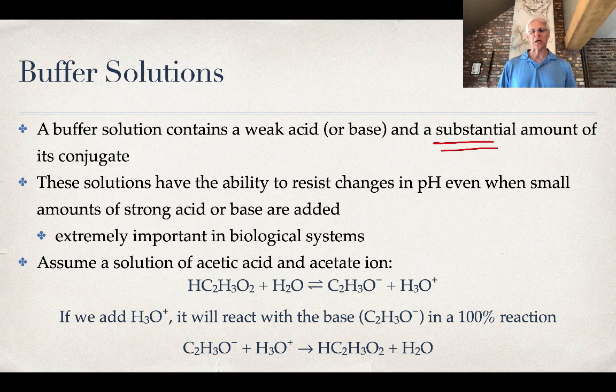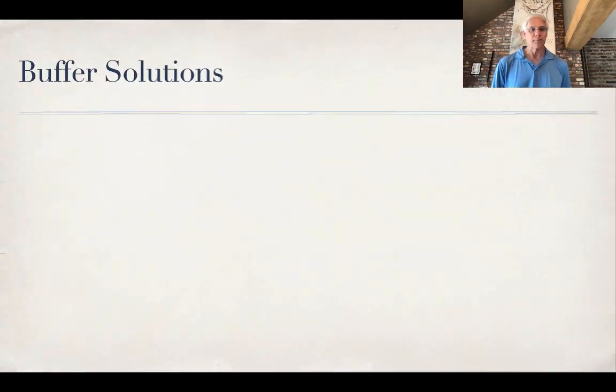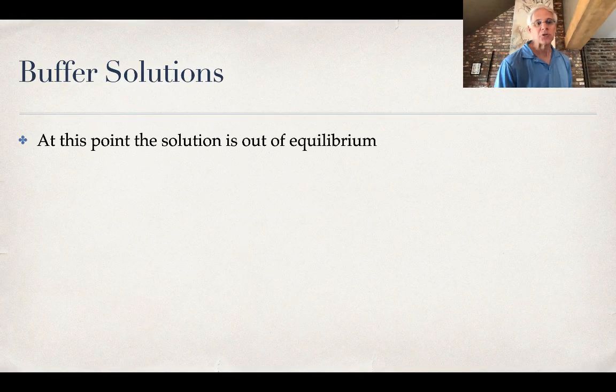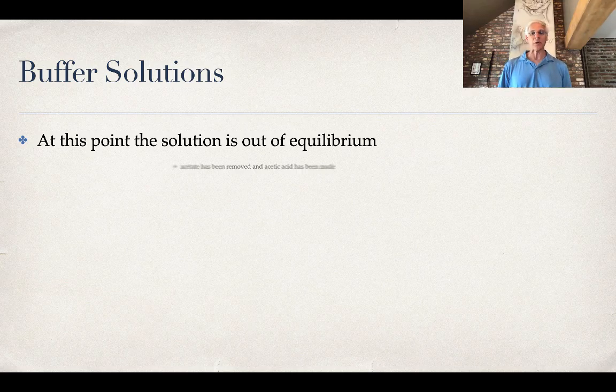Acid-base reactions tend to go 100%. So here we have the acetate ion reacting with the added hydronium ion to make more acetic acid and some more water. Now, what did that do to the reaction? Well, it was at equilibrium. Then we added the acid, and it reacted with some of the base of the buffer. And at that point, the solution becomes out of equilibrium.